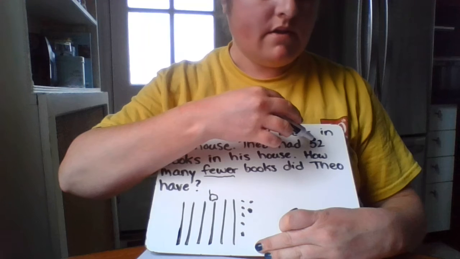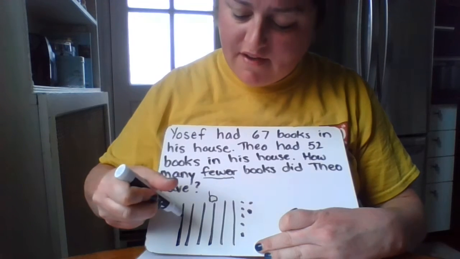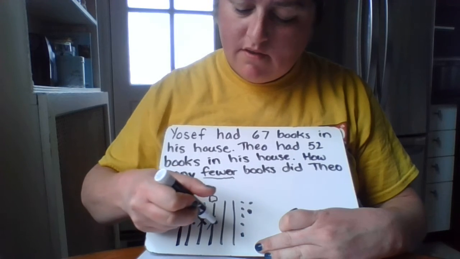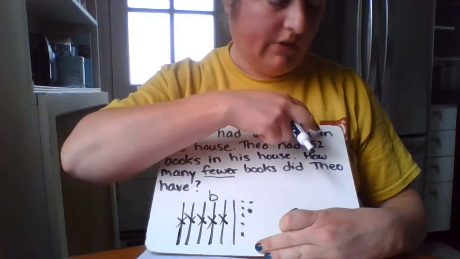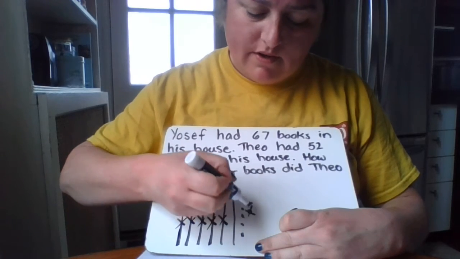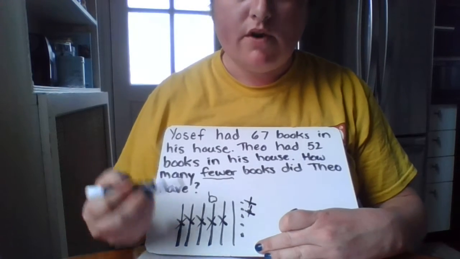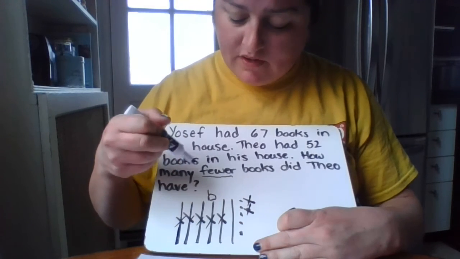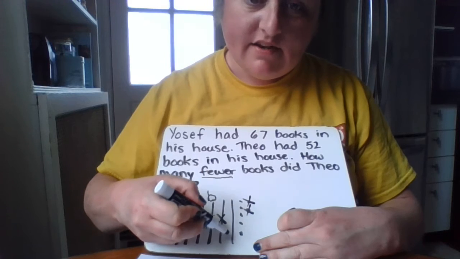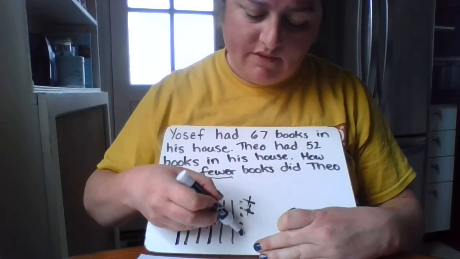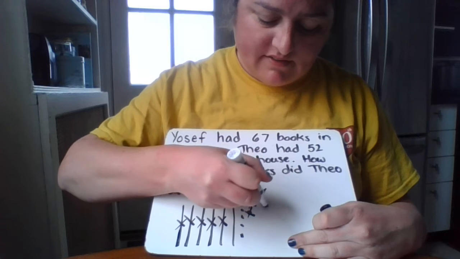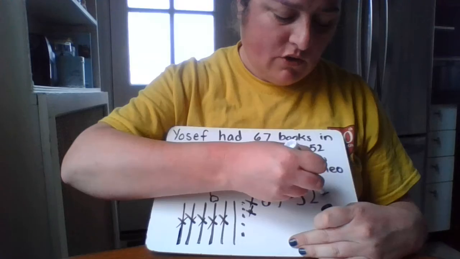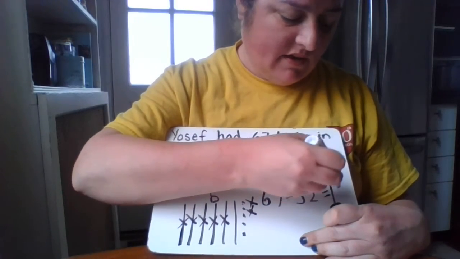Let's start with our 5 tens. Let's take away 5 tens. 10, 20, 30, 40, 50. And now let's take away our ones. 2 ones. 1, 2. So how many more books does Yosef have, or how many fewer does Theo have? So we have 10, 11, 12, 13, 14, 15. So we're saying that if we take 67 minus 52, you get 15.